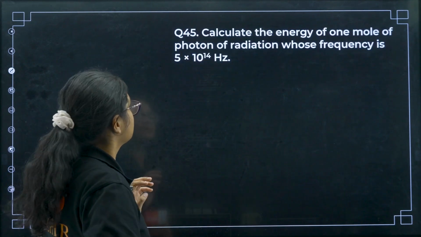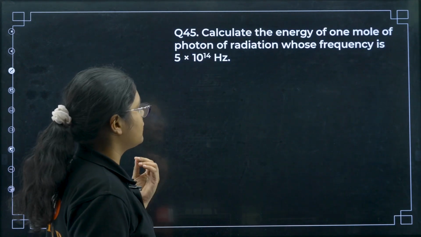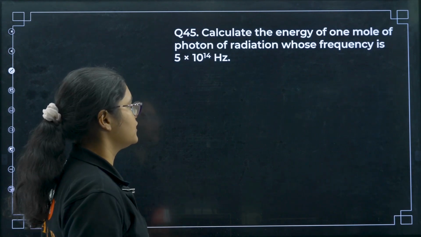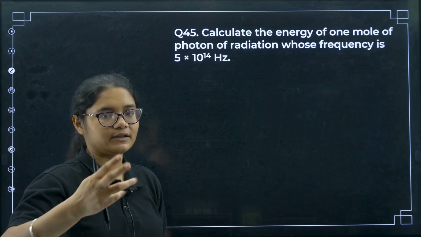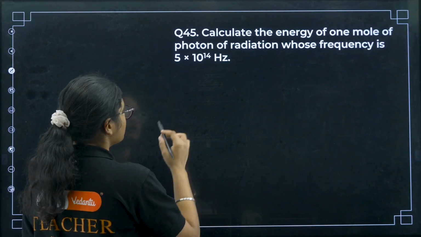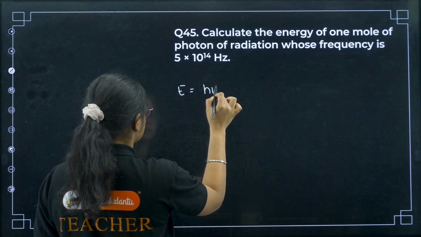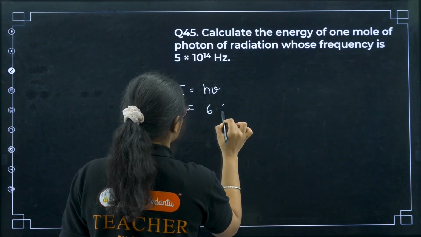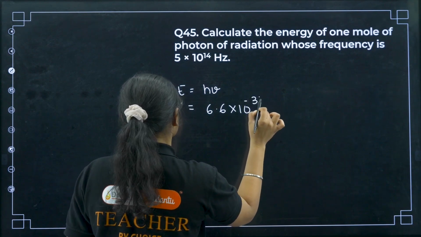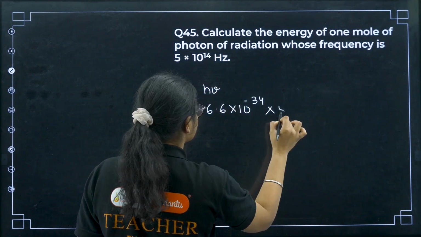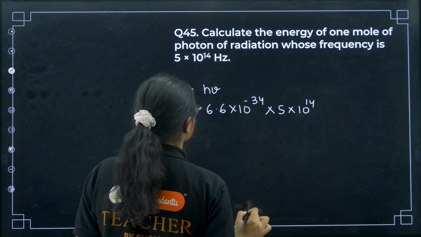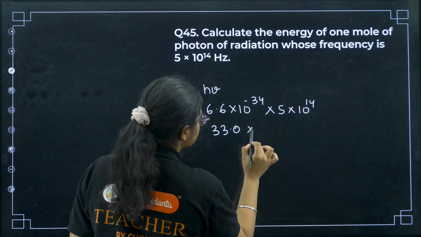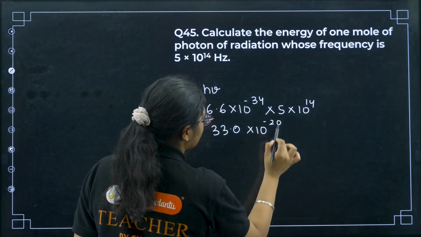Next, question number 45. Calculate the energy of 1 mole of photons of radiation whose frequency is given. First we'll calculate for 1 photon, then for 1 mole of photons. E is equal to h nu, that is the energy of 1 photon. The h value is 6.6 into 10 to the power of minus 34, into 5 into 10 to the power of 14. 5 sixes are 30, 33, right? 33.0 into 10 to the power of minus 20.